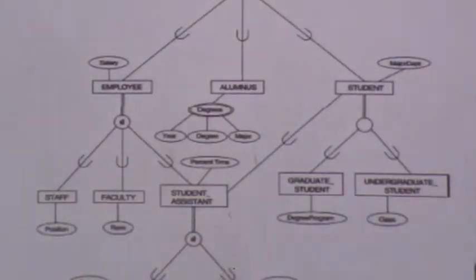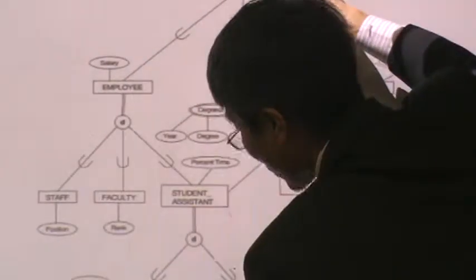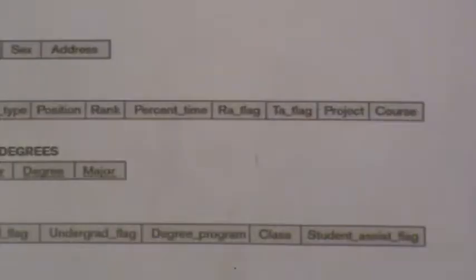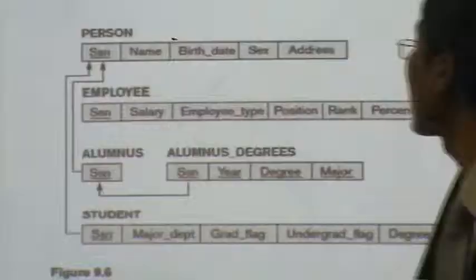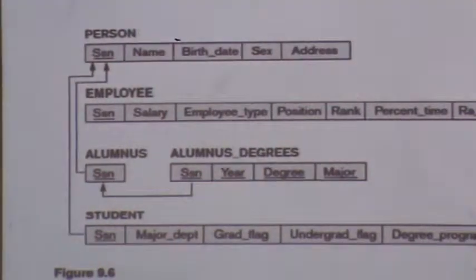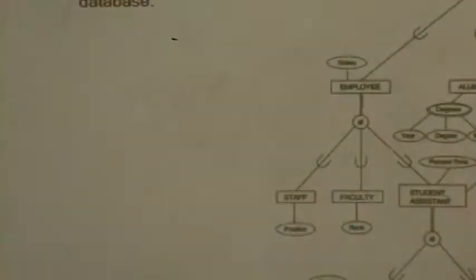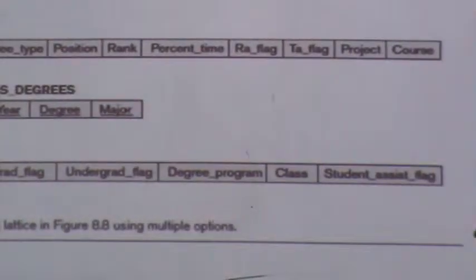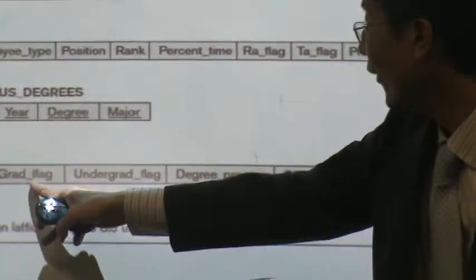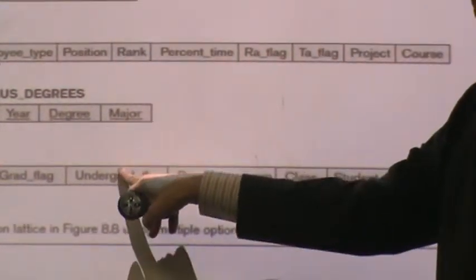Don't be confused with other ones. So only for this, option 1 is used. Only for this, the employee type, the third option is used. Then, what about this? Student and graduate student and undergraduate student. Student, graduate flag, undergraduate flag, which means the first option is used.